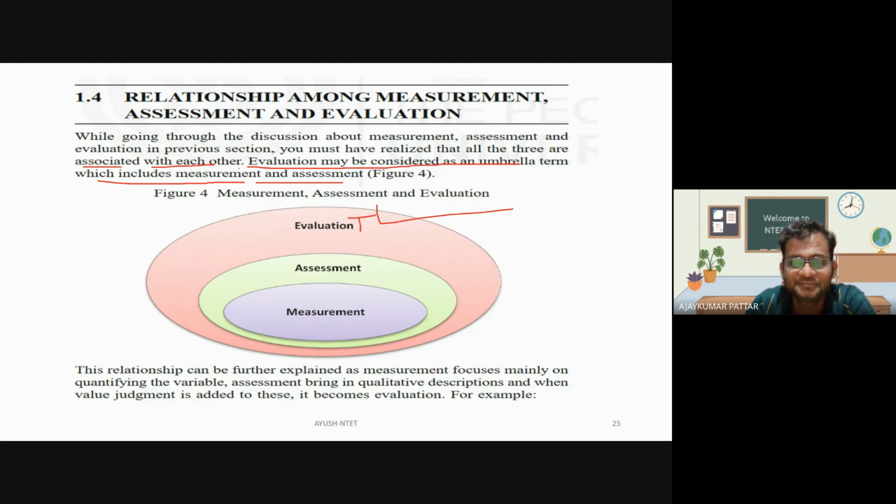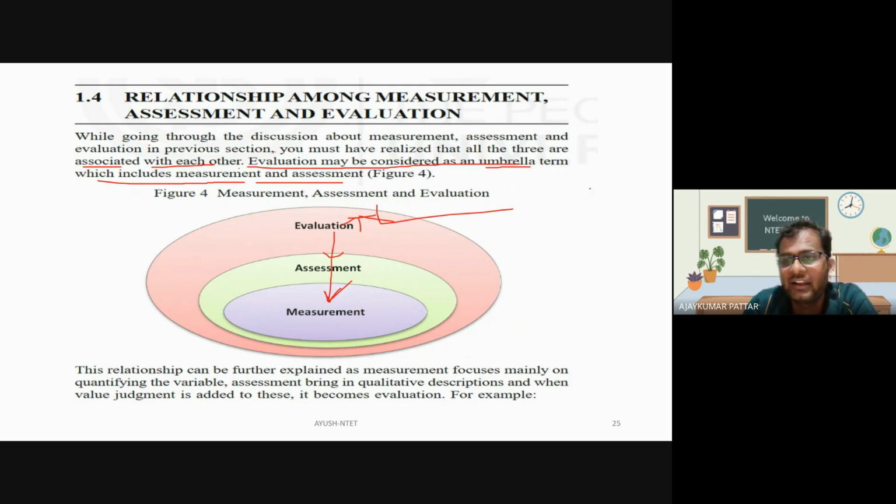Umbrella term means, if you talk about evaluation, you have to consider that assessment and measurement are there under this evaluation. That is the concept. So measurement, assessment, this is the evaluation. This is the umbrella term. We also learn in the communication program, the National Rural Health Mission is the umbrella of all the other programs. So NHM, National Rural Health Mission के अंदर ही बहुत सारे प्रोग्राम्स आते हैं.